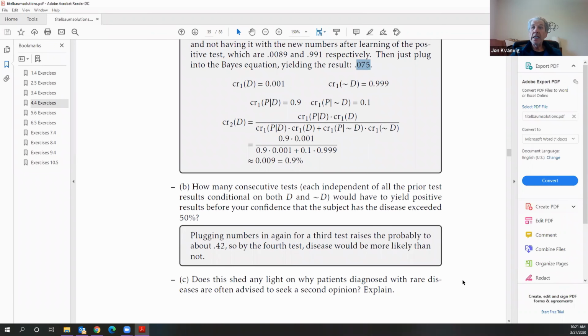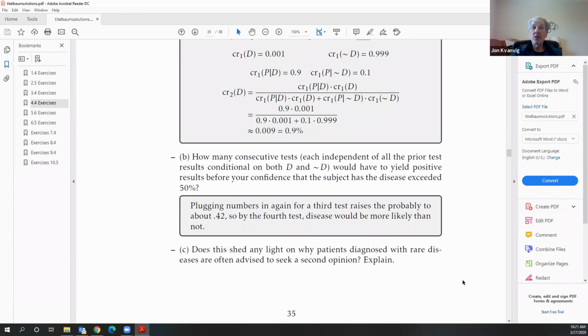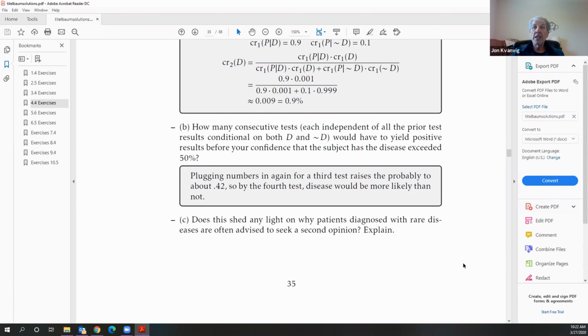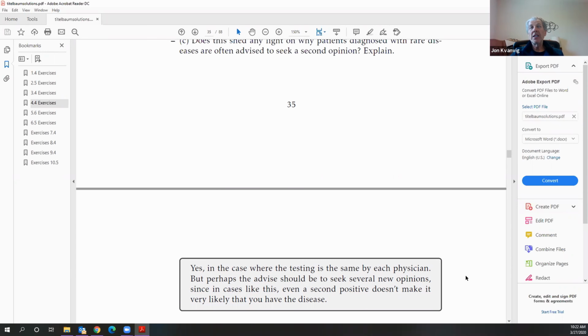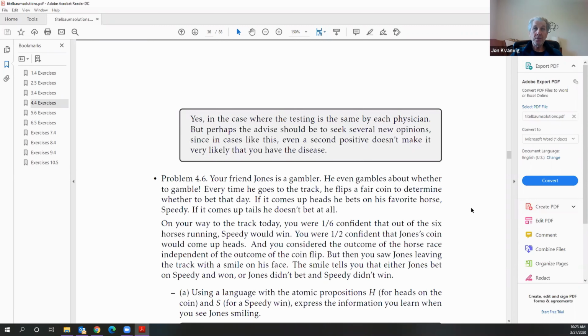Does this shed any light on why patients diagnosed with rare diseases are often advised to seek a second opinion? And the answer is, well, of course. Seeking a second opinion, maybe the second doctor will have you run the same test and the results will be independent of the first test. You could also run the same test with the original doctor. There's no reason why you have to go to the second doctor to get the test run again. But perhaps the advice should be to seek several repeats of the test.